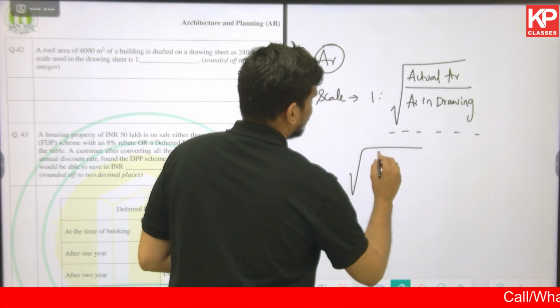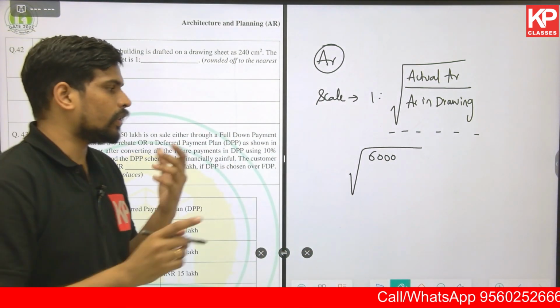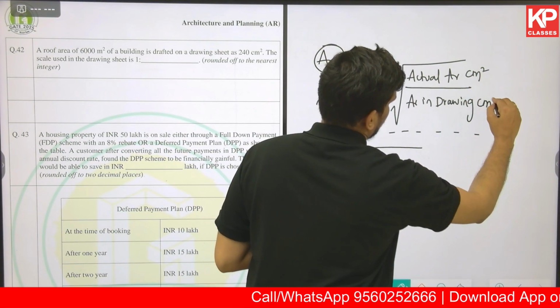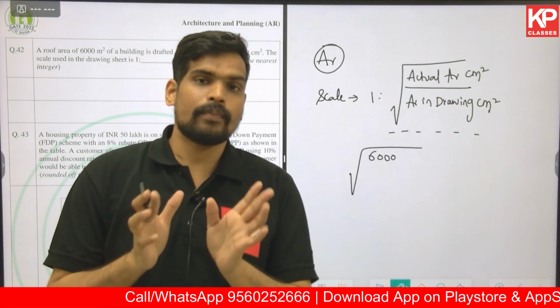So square root of the actual area is 6000 square meter, but it is square meter. You need to convert into the same units. This also should be in centimeter square, or this also should be in square meter. Same units have to be maintained.